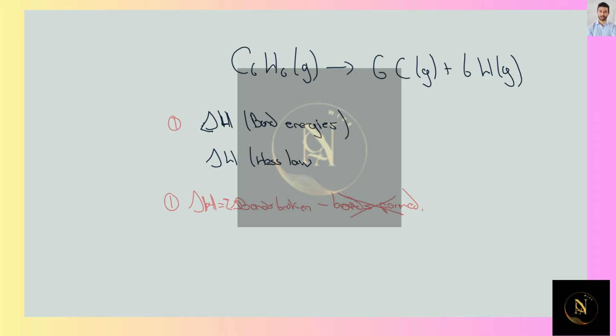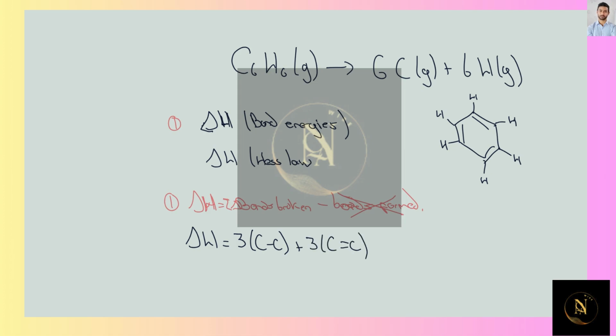So in this case, the delta H is equal to, remember that the benzene molecule looks like this. We're going to have 3 double bonds and 6 carbon-hydrogen bonds. So it is going to be 3 times the carbon-carbon energy plus 3 times the carbon double bond carbon energy plus 6 times the carbon-hydrogen energy.